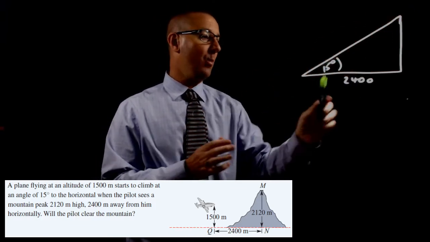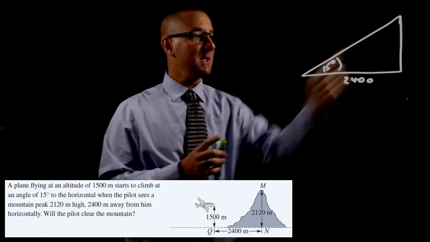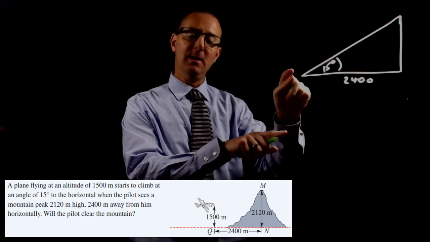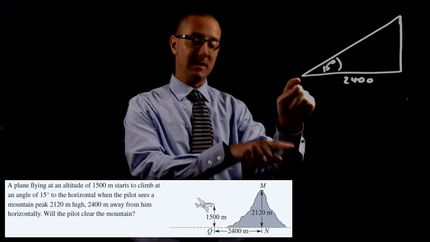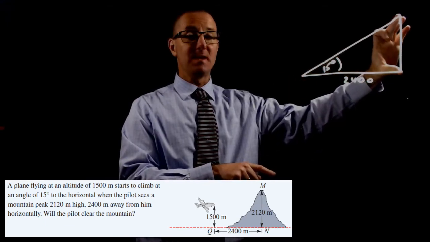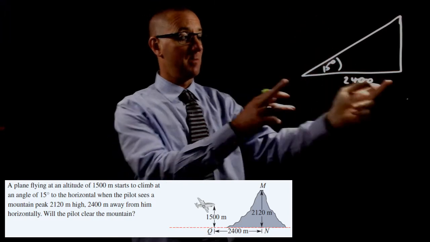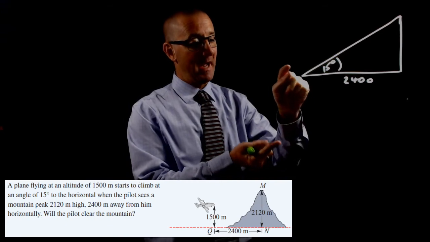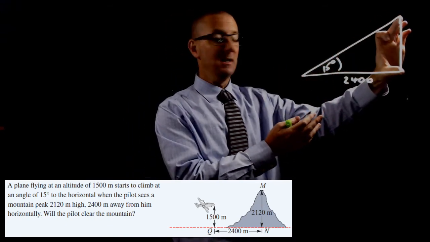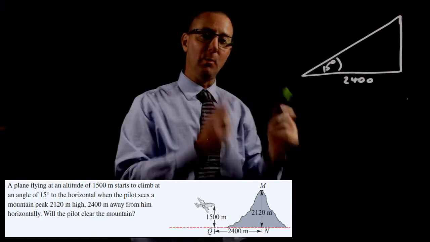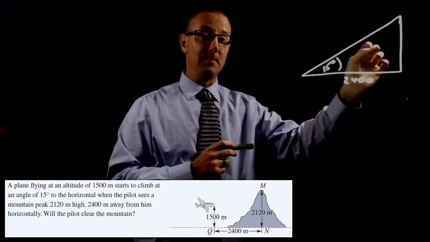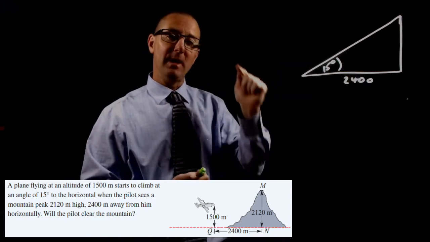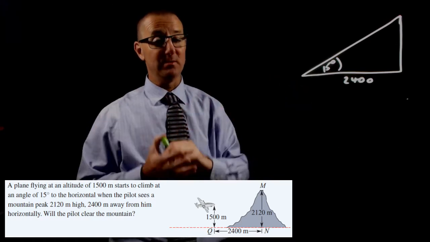And so to find out what altitude the plane will actually be at the mountain, which is 2,400 in the distance, what we're going to have to do is add the 1,500 metres that it is currently at to the distance that it's able to climb. So the plane is climbing over the next 2,400 metres as it moves along this path. And so we'll be able to add the 1,500 to this height, and that will give us the height that the plane will be at when it reaches the mountain. And if it's taller than the mountain, then it's going to clear the mountain. But if it's not taller than the mountain, then it will not clear the mountain.